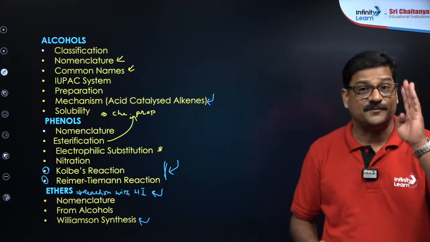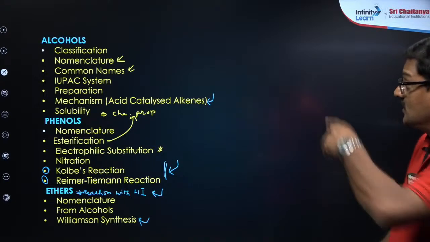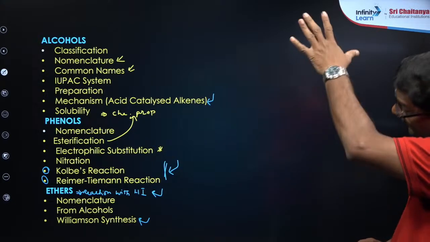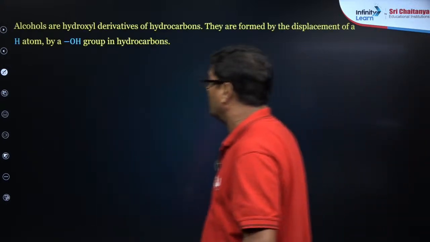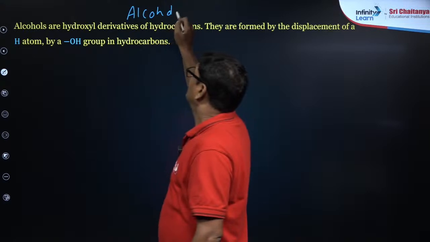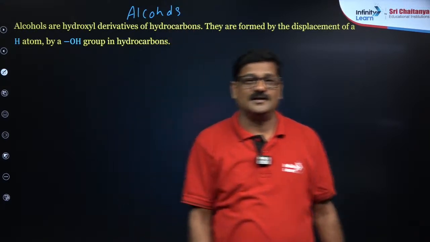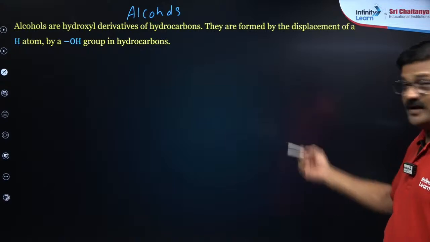So these are the 4 points where you can get a question. Alcohols, phenols, ethers are all sub-topics of the same chapter. So let's talk about alcohols. Alcohols are nothing but hydroxy derivatives of alkanes.